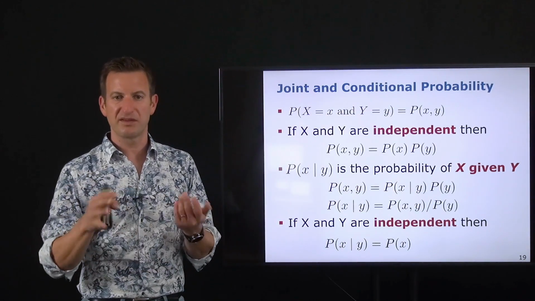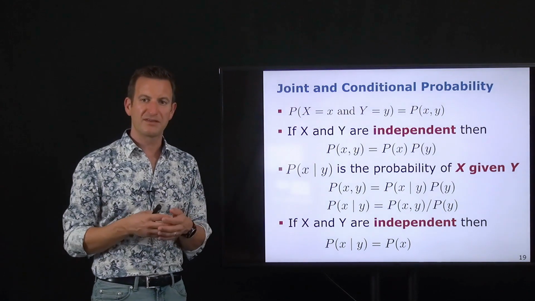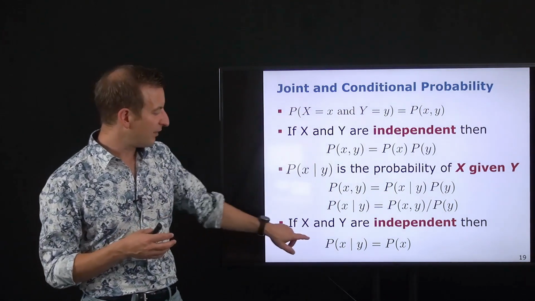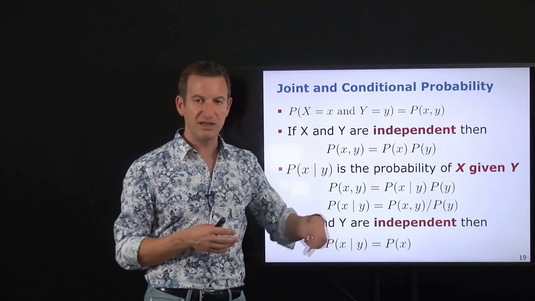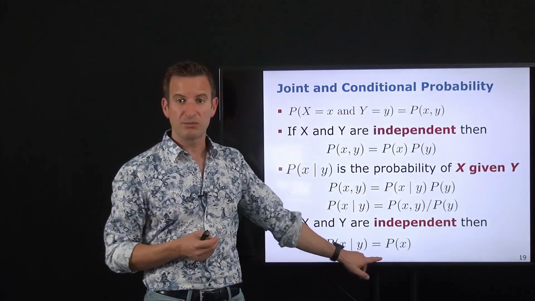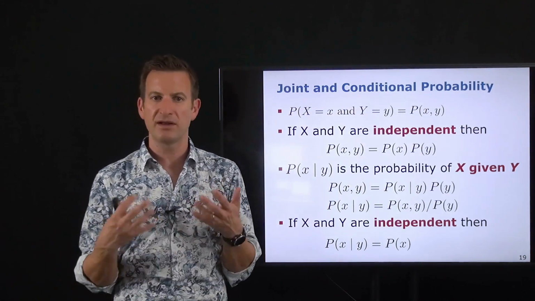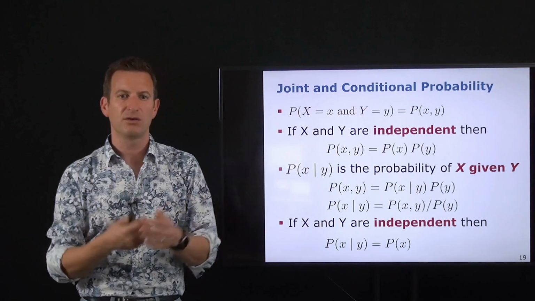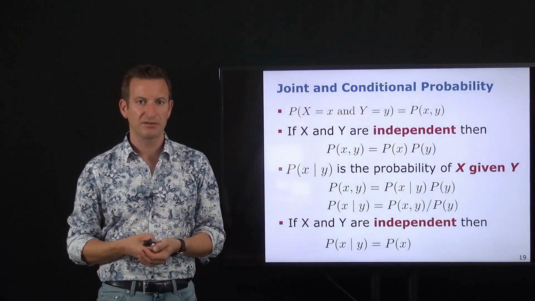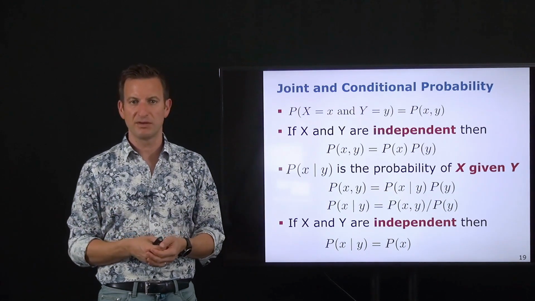And of course we can do the same thing the other way around. So we can also say x and y are independent if P of x given y is equal to P of x. That means no matter what y looks like, the probability distribution is the same. So y doesn't have any impact on x. If I know y, this doesn't help me to say anything about x. Okay, so that's the joint and conditional probability.